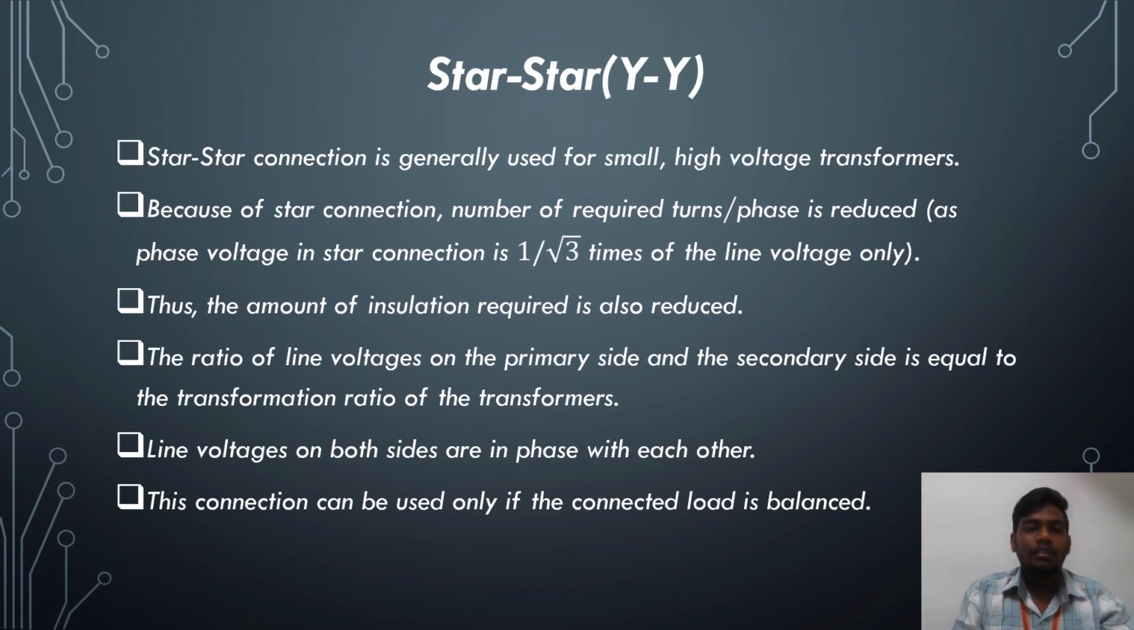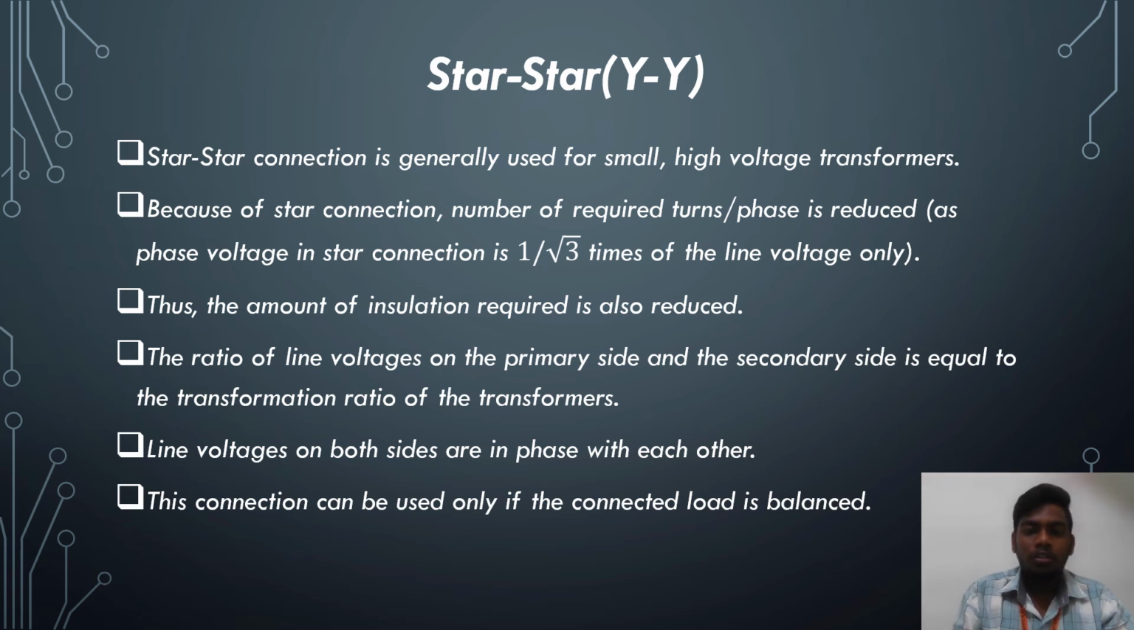First, star-star connection or YY connection. Star-star connection is generally used for small high voltage transformers. Because of star connection, the number of required turns per phase is reduced. The phase voltage in star connection is 1 by root 3 times the line voltage only. Thus, in star-star connection, we reduce the turns per phase, and the amount of insulation required is also reduced.